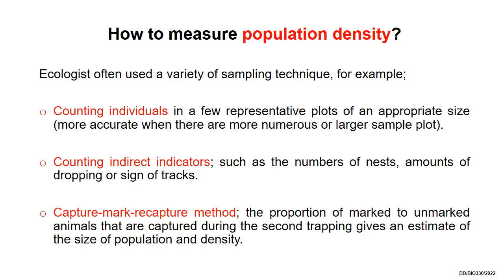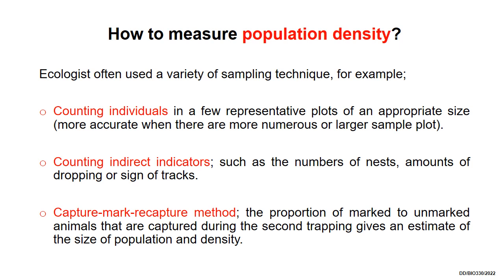So now, how do ecologists measure population density? Ecologists can use a variety of sampling techniques. For example, the first one is simply counting individuals in just a few representative plots of an appropriate size. This technique will yield more accurate data if more numerous or larger sample plots are utilized. The second technique, ecologists may count indirect indicators. If the ecologists want to measure the population density of birds, they do not count the individuals, but they count the number of nests, or maybe the amount of droppings or signs of threat. That is the second technique to measure population density.